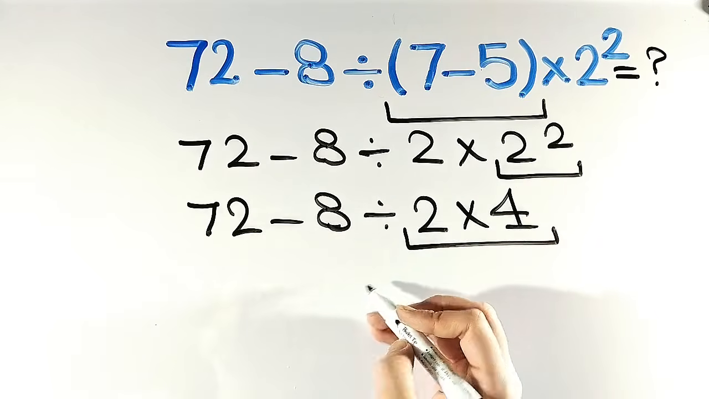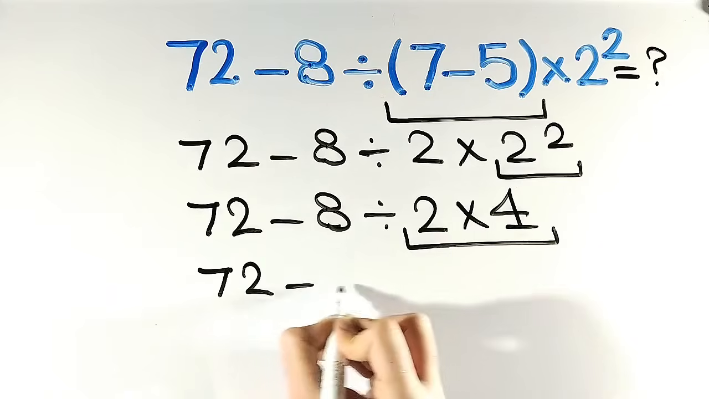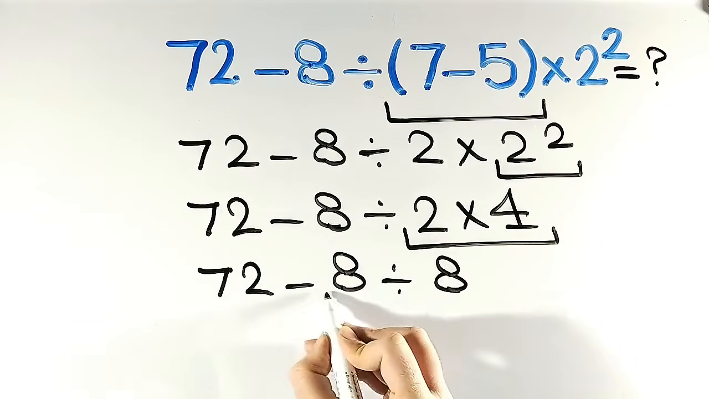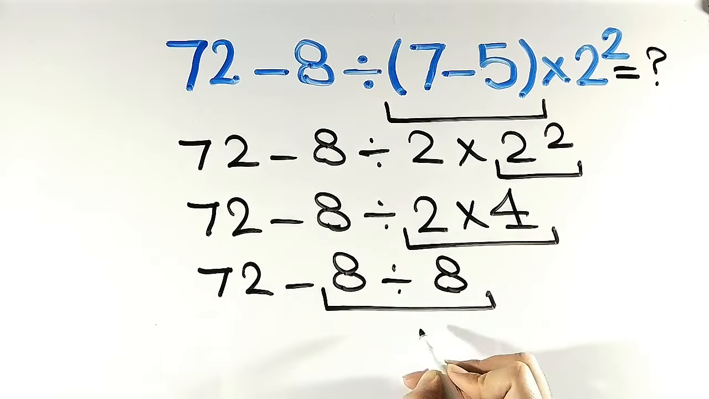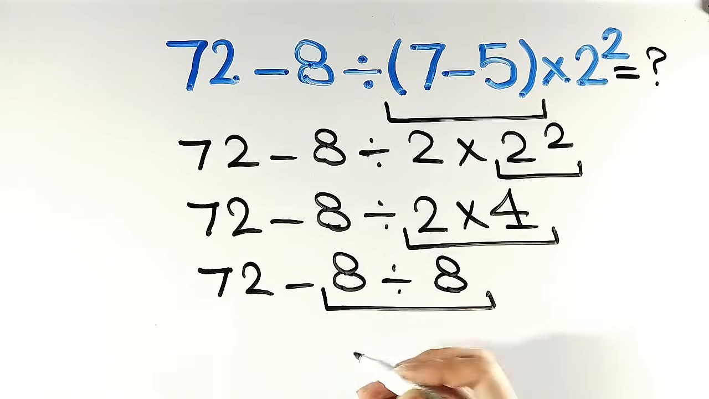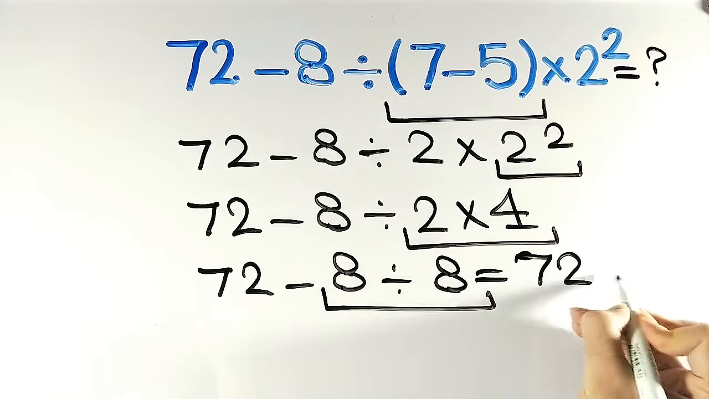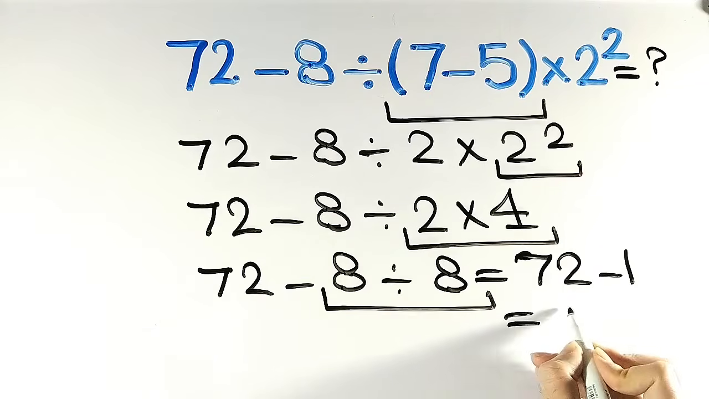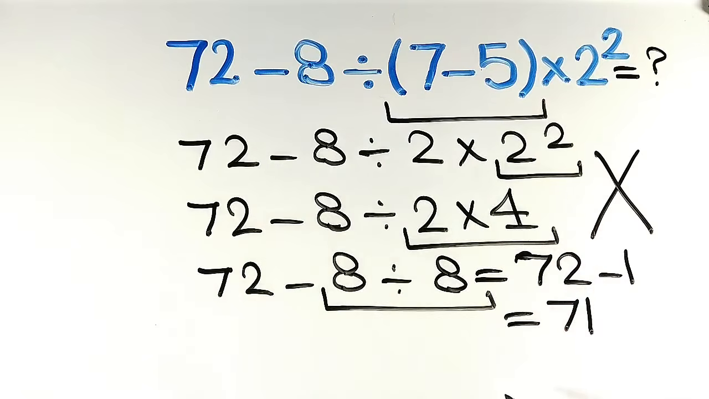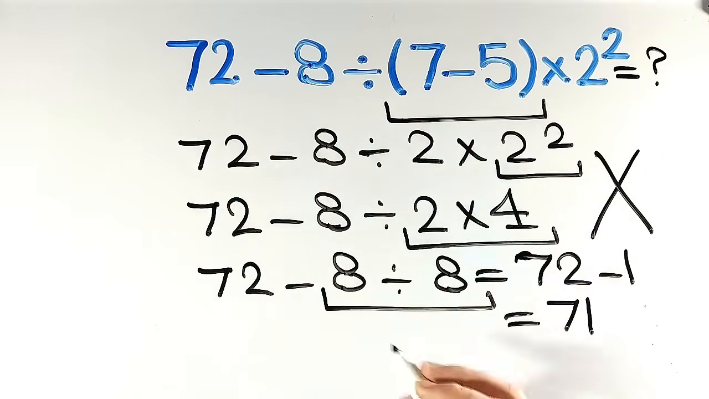Then they go for the multiplication between 2 and 4 because they think multiplication has a higher priority than division. So instead of this expression, they write 72 minus 8 divided by 8. Next, they go for the division between 8 and 8 because they think division has priority over subtraction. So instead of this expression, they write 72 minus 1, which finally gives them the answer 71. But that's definitely wrong.